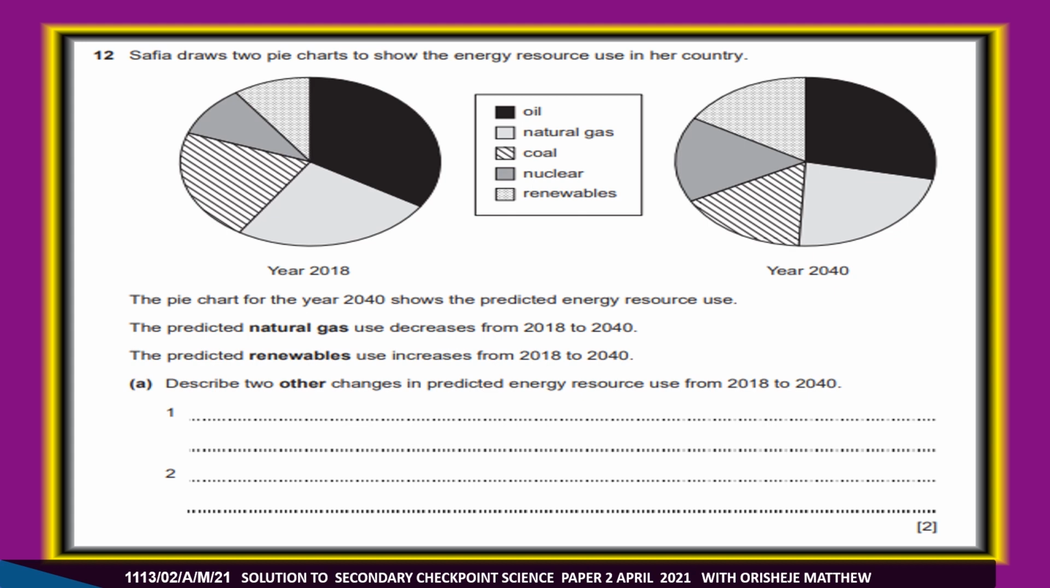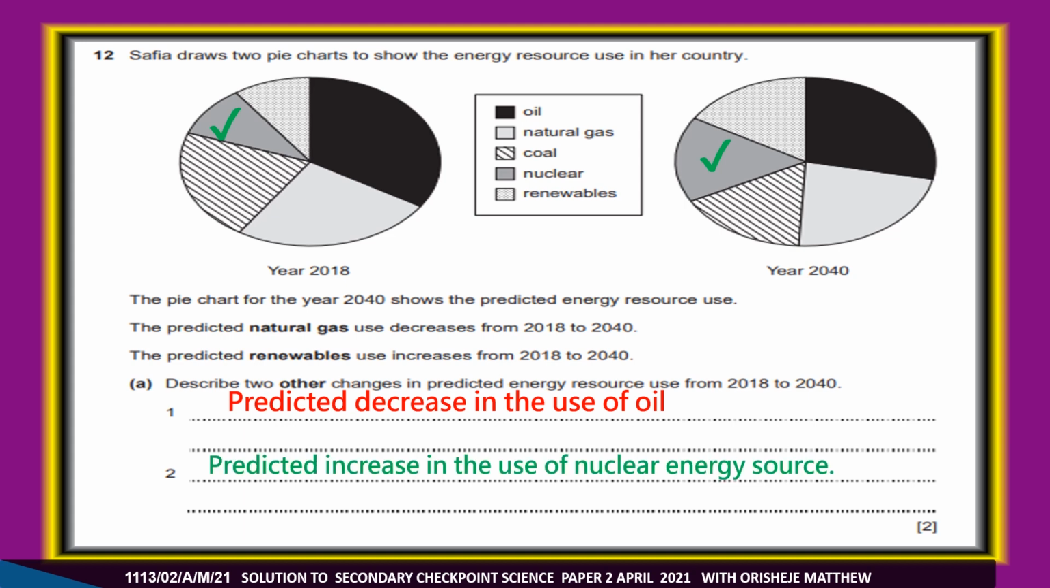Question 12. Sophia drew two pie charts to show the energy resource used in her country. Describe two other changes in the predicted energy resources used in 2018 to 2040. Decrease in the use of oil. Predicted increase in the use of nuclear energy source.